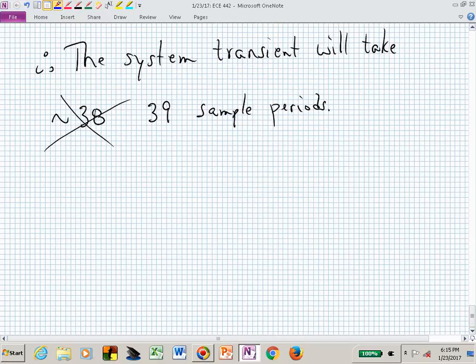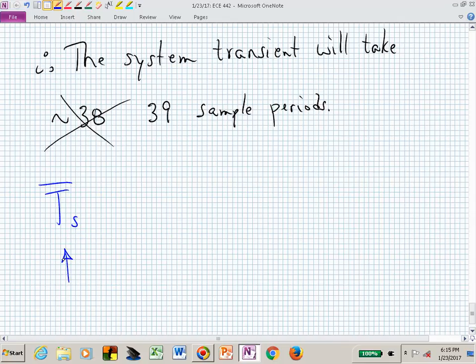Is that the actual length of time to settle? No, that's the number of sample periods. The actual time, we need to know what the sample period is. This is 39 of those. We have to know what the sample period was, and that was buried inside the little A. I didn't tell you what the sample period was. So you can't tell them what the actual time is. It's just 39 samples. But if they told you, then let's call this T sub s bar.